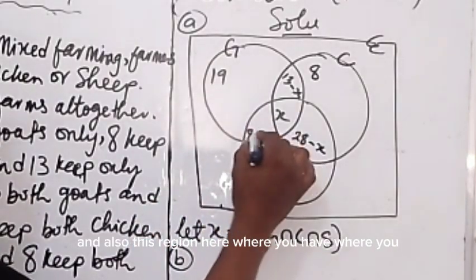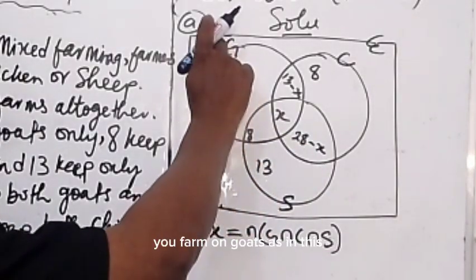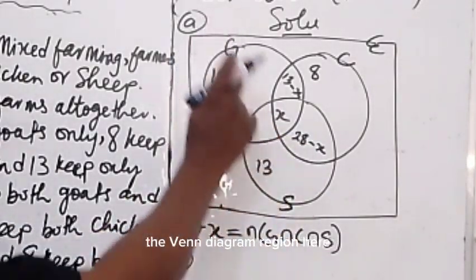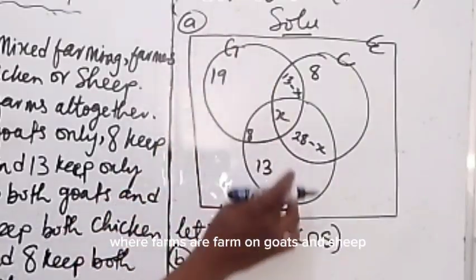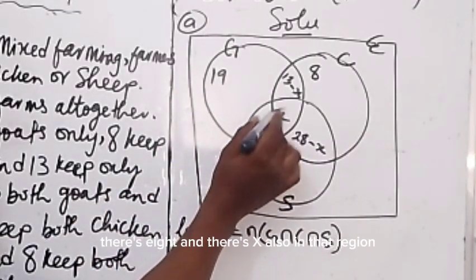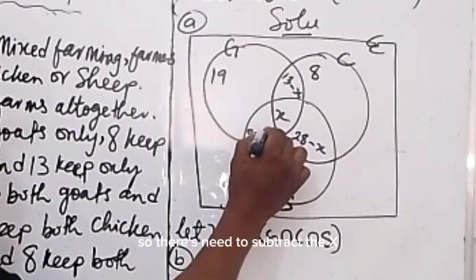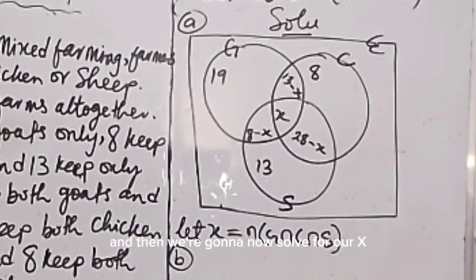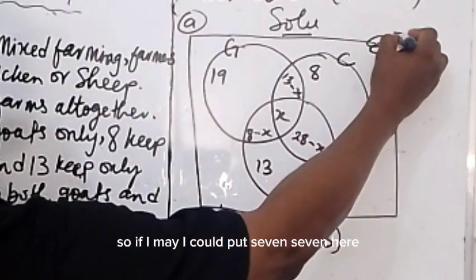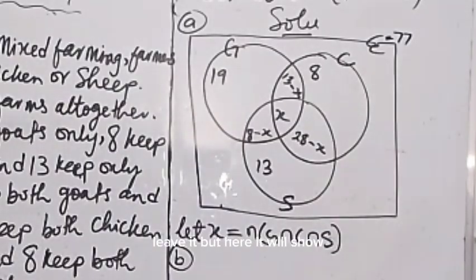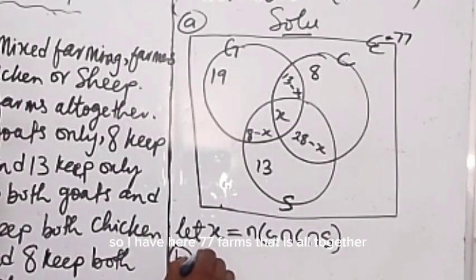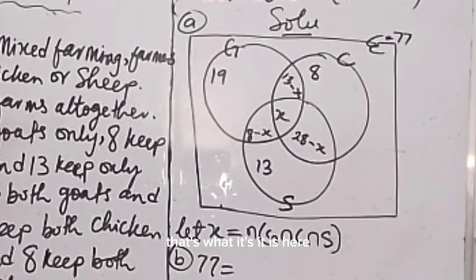And also this region here in the Venn diagram, where farms farm on goats and sheep, there's 8 and there's X also in that region. So we need to subtract the X. And then we're going to now solve for our X. We know that altogether we have 77 farms. So if I may, I could put 77 here. If you don't want to do it, leave it, but here it will show. So I have here 77 farms. That is all together.